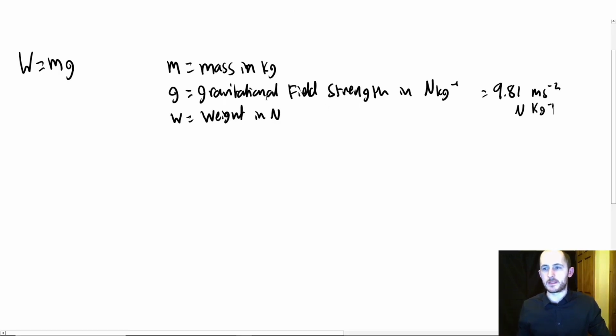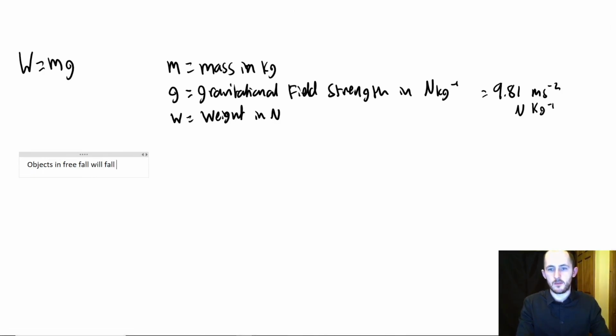Now a few more things about gravitational field strength: objects in free fall will fall with an acceleration of g. So on Earth, everything that falls can be assumed to accelerate downwards at a rate of 9.81 meters per second squared. On the Moon, it's about a third of that, so about 3.2. And on Mars, it's about 30% less.